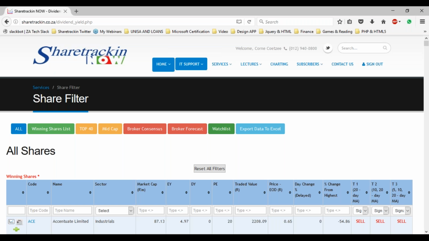But obviously, the more shares you own, the more time consuming it's going to get, because remember, you're still going to need to be up to speed of what's happening within each and every one of those shares.